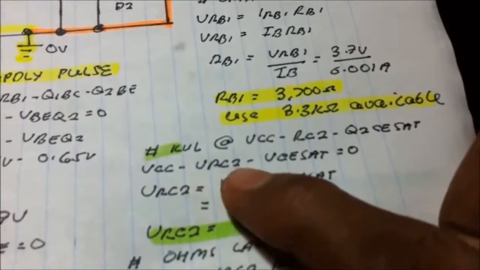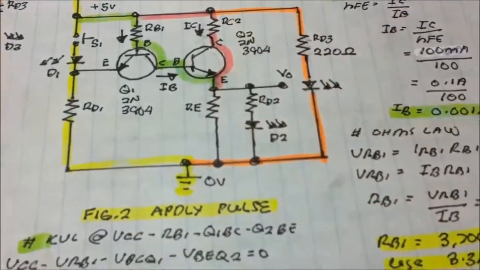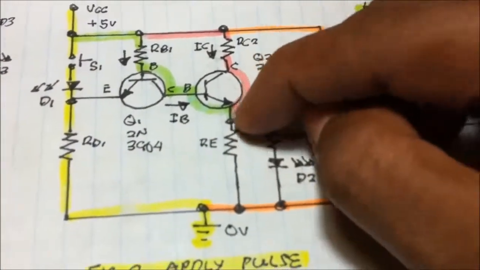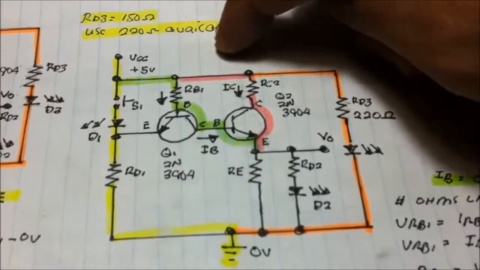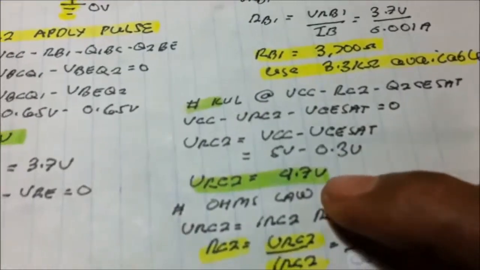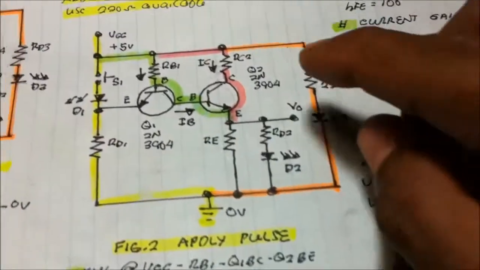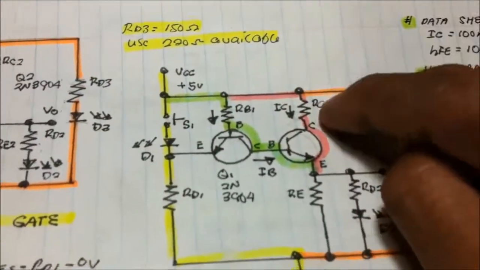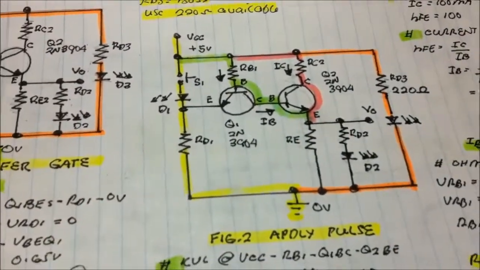We have another KVL here: VCC, RC2, and the voltage at the collector to emitter, on the output side. Since we know that in saturation, the collector-to-emitter voltage of this transistor is 0.3 volts, using KVL, because now this transistor is forward biased, making the current flow into the collector side, we got 4.7 volts at the output side. Using Ohm's law, it gives us 47 ohms, or I'm using a 100 ohm available resistor. We need to use the resistor here. It's a coupling resistor to know the current at the collector.